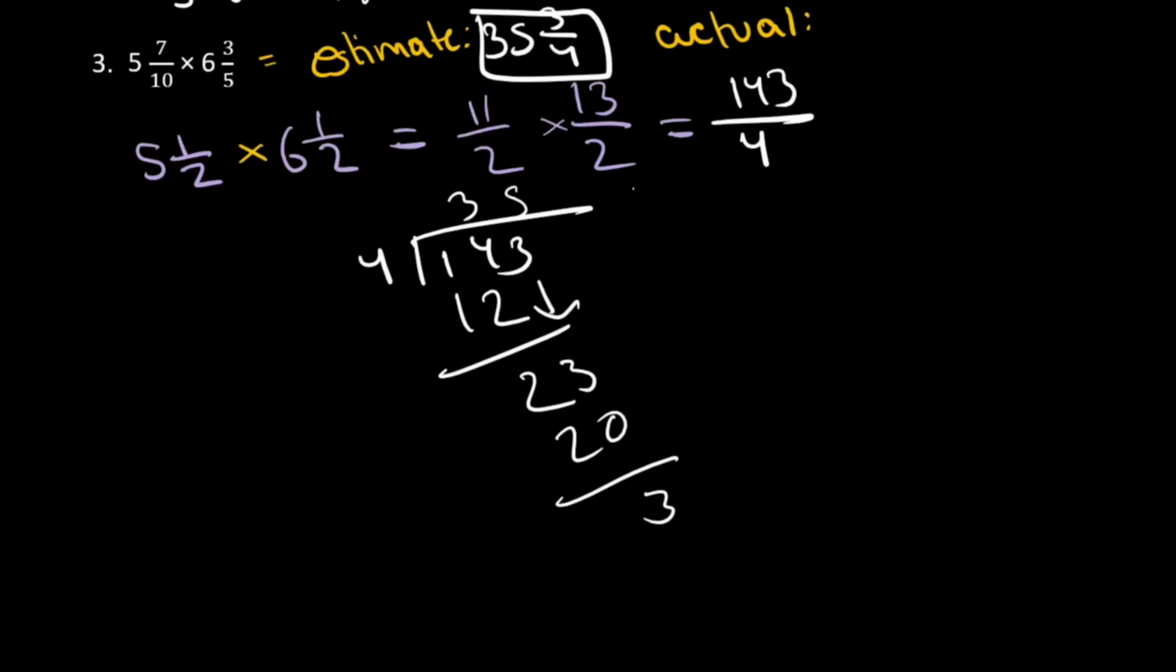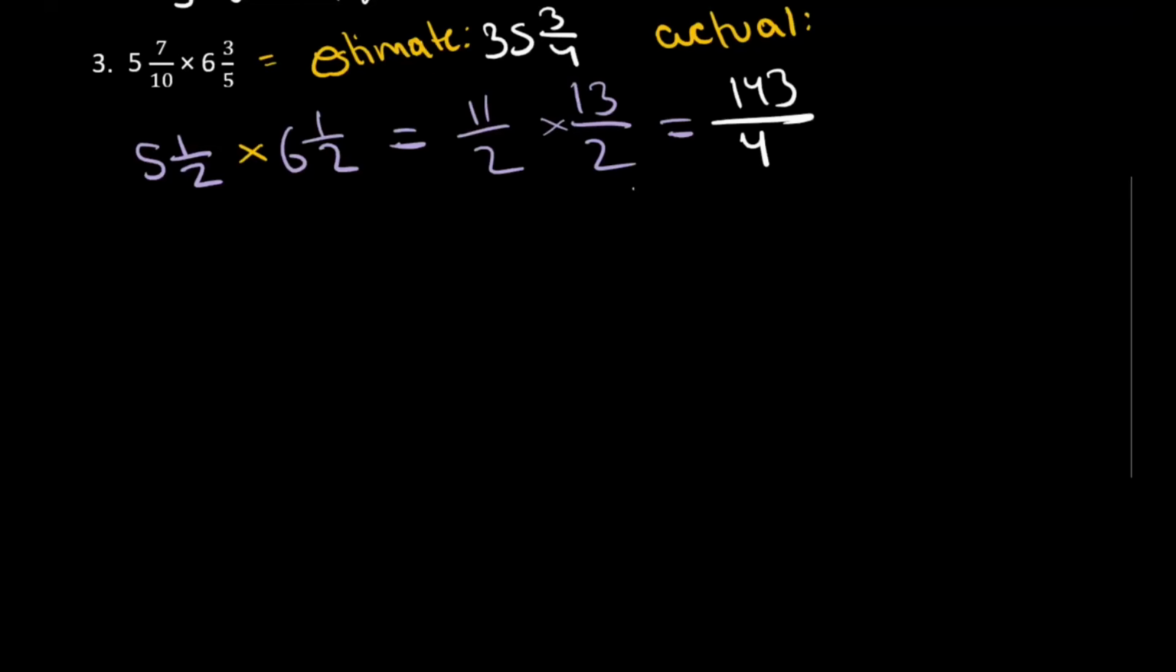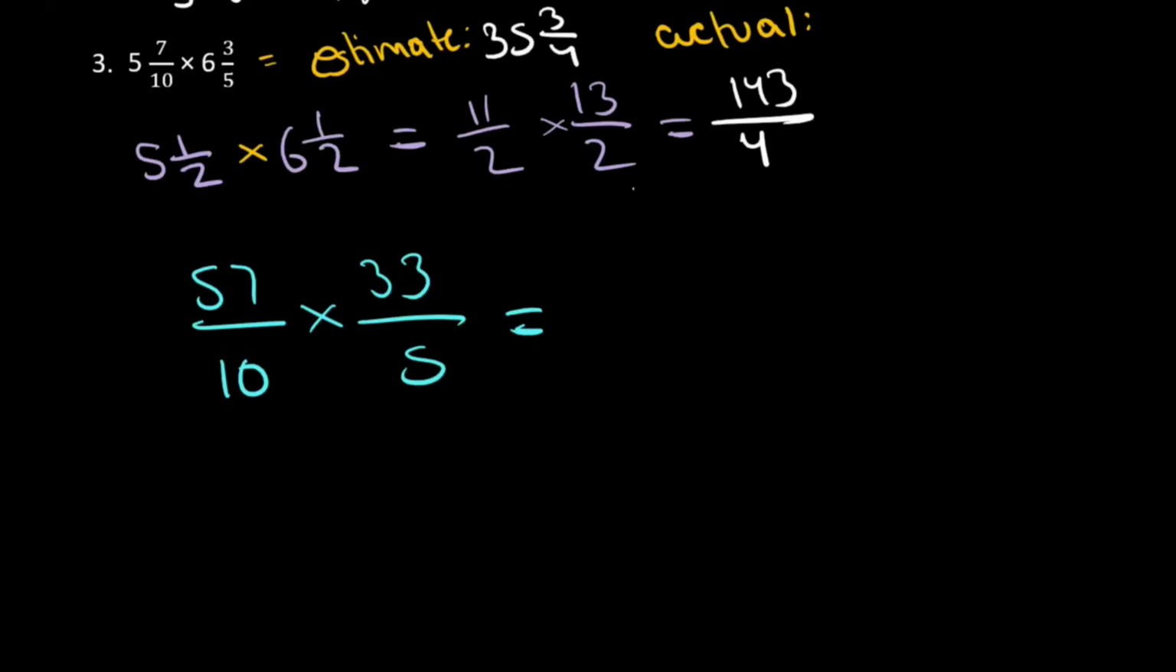Alright? Our estimate is 35 3/4. Now let's find the actual answer. Alright? So I'm just going to erase this. Our actual answer will be, okay, let's see. So 10 times 5 is 50. 50 plus 7 is 57. And then we'll have 57 over 10 times 5 times 6 is 30. 30 plus 3 is 33. 33 over 5. Alright, we would have to multiply 57 times 33 and then 10 times 5. Those are really big numbers. But anyway, we can do it.